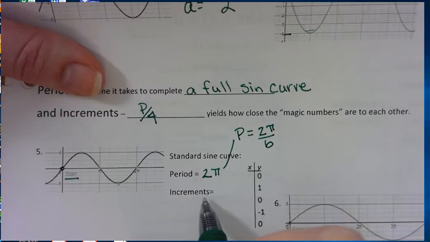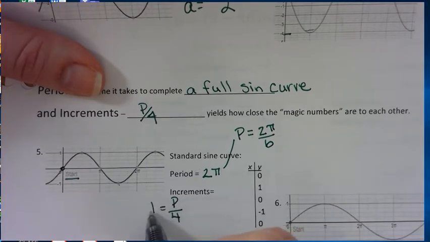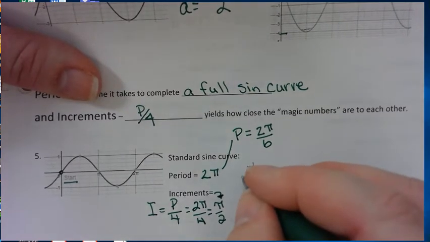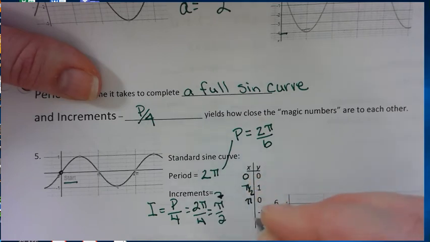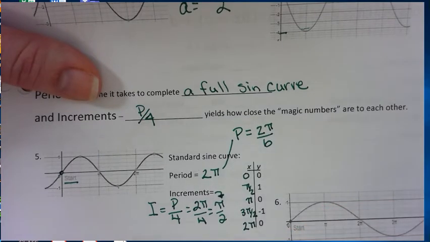All right? And the increments, it's the period over 4 is equal to the increments. So in this case, it would be 2 pi over 4, which becomes pi over 2. Okay? So that means this starts at 0, goes to pi over 2, and pi over 2 plus pi over 2 is pi, plus pi over 2 more is 3 pi over 2, plus pi over 2 more is 2 pi. Okay?